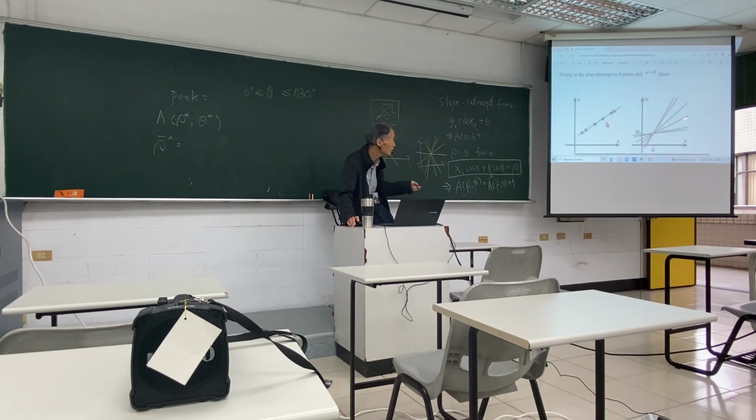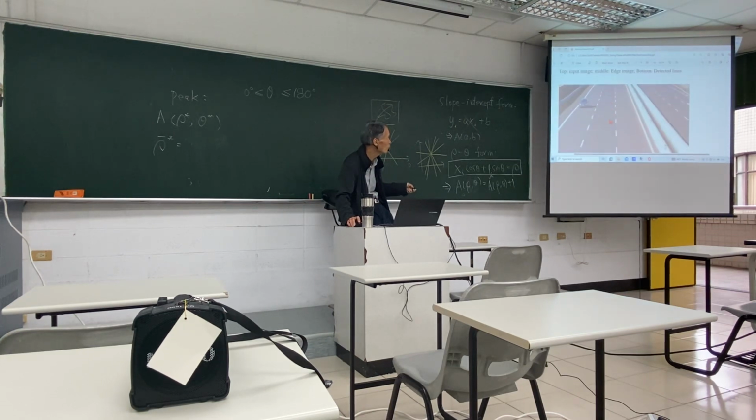So this is the slope-intercept form, another line in the parameter space. But with the rho theta form, this actually is a sine wave. Anyway, the idea is the same: we try to identify the peak, or the voting, or the accumulated value.